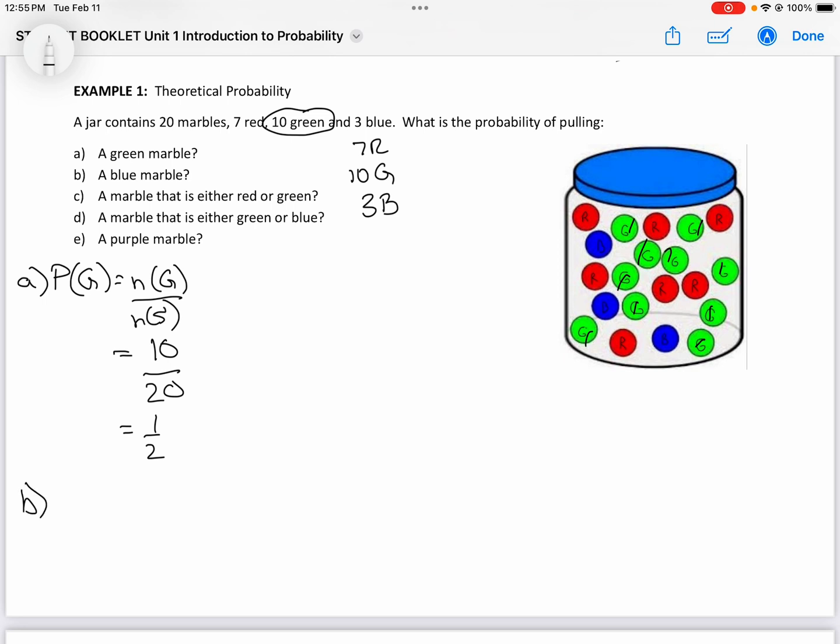B, what's the probability of pulling a blue marble? This is going to be the number of blue marbles over the universal set, which is the total number of marbles. So this time we get 3/20.